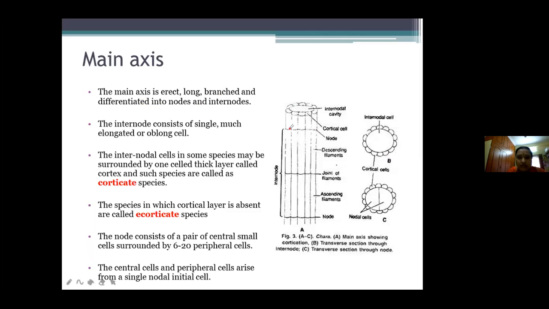Next one, the main axis. I'll explain the main axis: the node part and the internode. This is the node part, girls. See here, this one is a node, and this part is a node. If you take the internode, very long internodes are present. This is called the internode. Where the internode is there, a corticate species is present. These are cortical cells. The inter cavity is called the cortica. And where the internode is there, in that part you can observe the cortication.